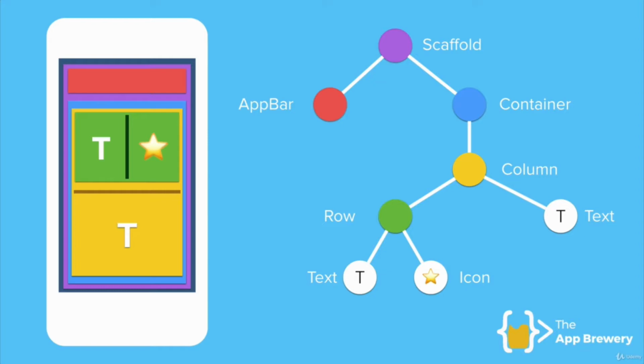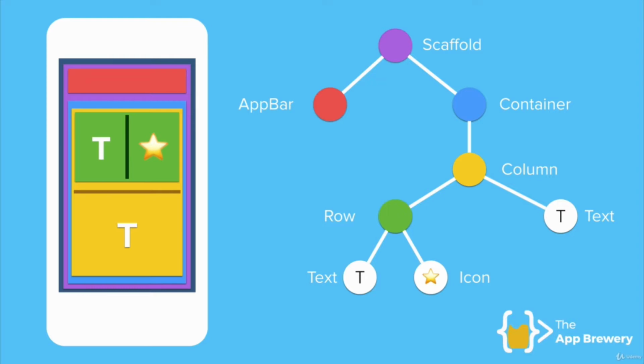So when I want widgets to be positioned vertically, one on top of the other, then I'll use a column to lay them out. If I want widgets to be side by side horizontally, then I'll use a row. If I wanted to add in a piece of text, I would use a text widget. If I wanted to add an icon, I would use an icon widget. If I wanted to add an image, I would use an image widget. So you get the point.